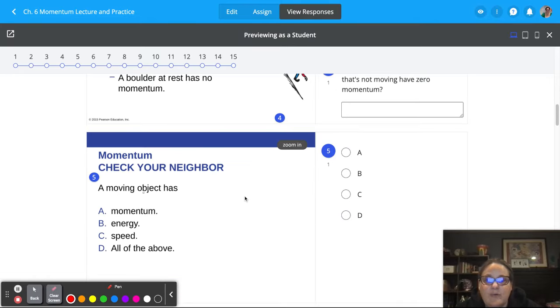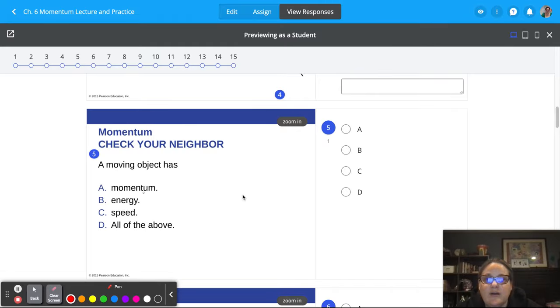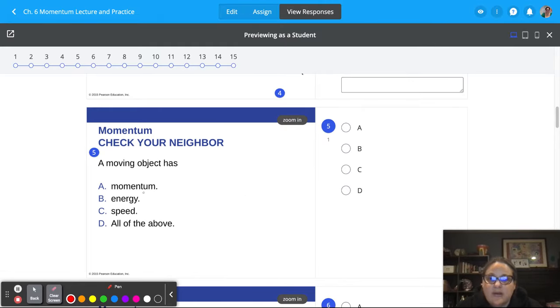Next, we have a practice question. A moving object has momentum, energy, speed, or all of the above. Now, we define momentum as moving inertia. So it is definitely something that a moving object has. So A is definitely correct. Energy we haven't talked about, so maybe you're not sure about that one.